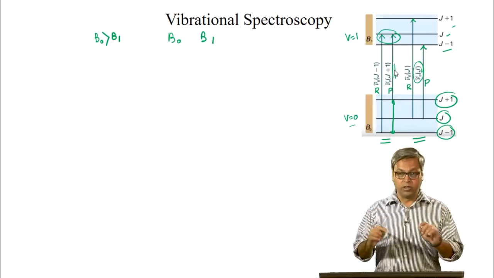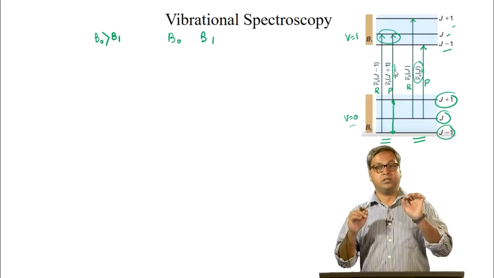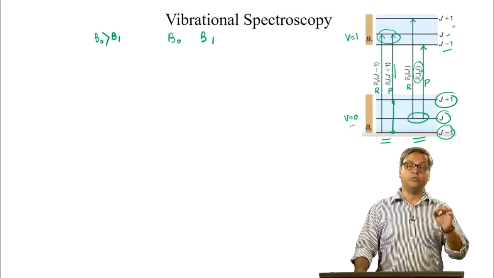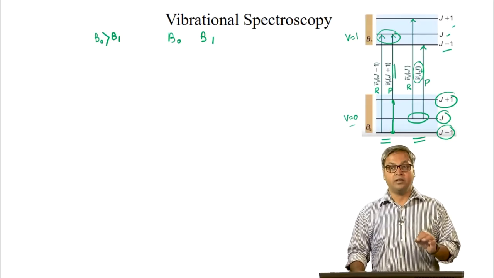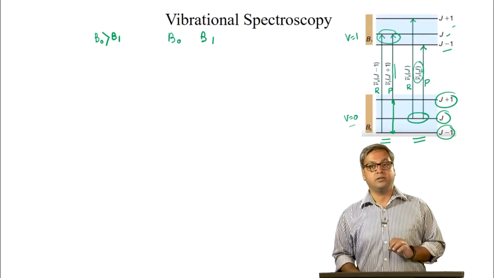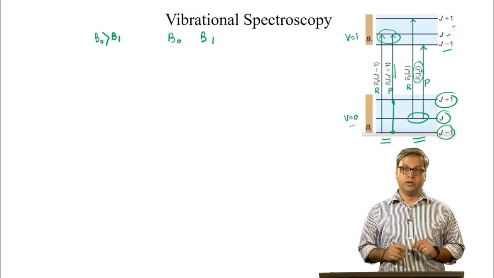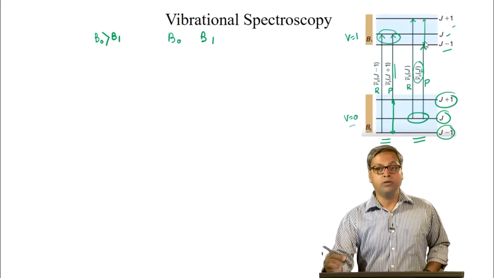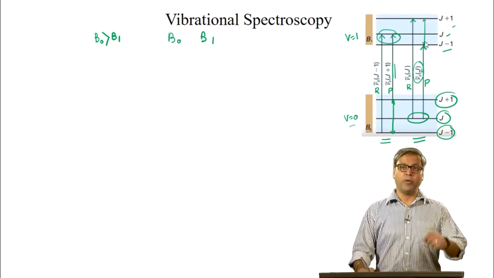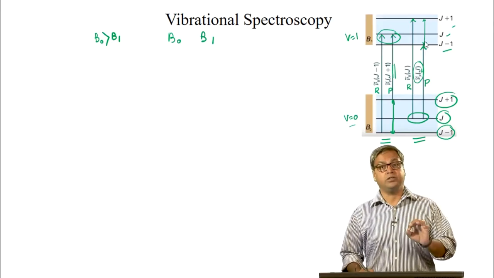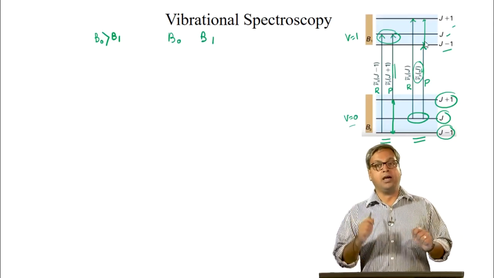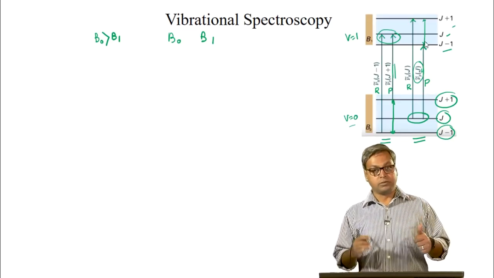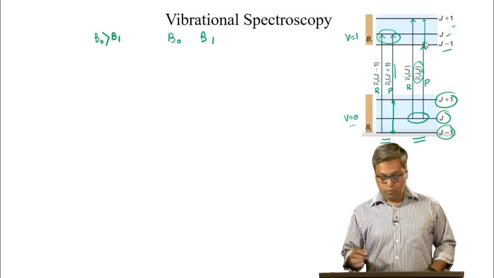Similarly, here the J plus 1 for this P type transition tells us about the initial state. So, we can notice for the right side transitions, both of them start in the same initial rotational state, but end in different rotational states. So, the energy difference between them only depends on the V equals 1 level. So, by taking the right combinations of the P and R lines, we can get information about B 0 and B 1.